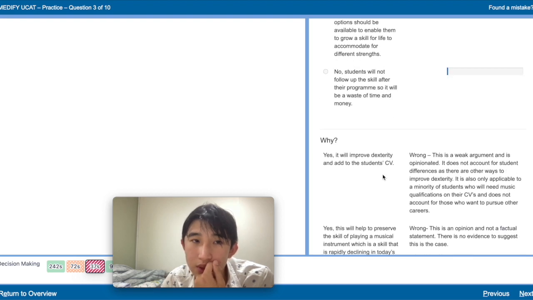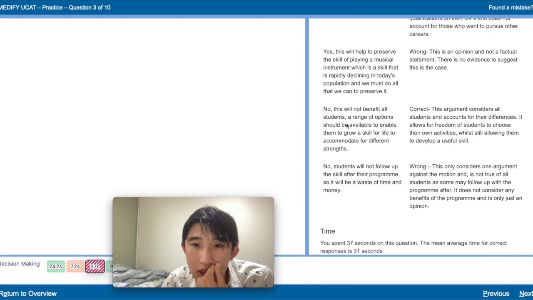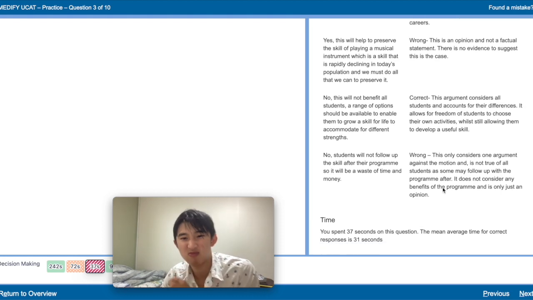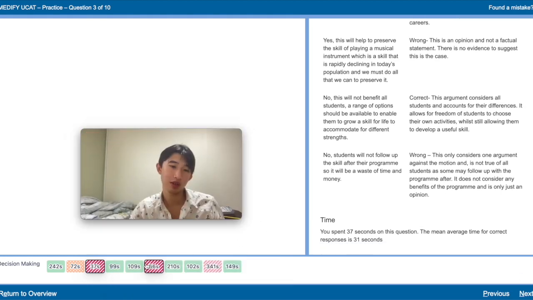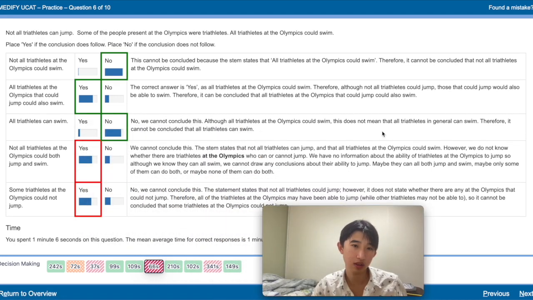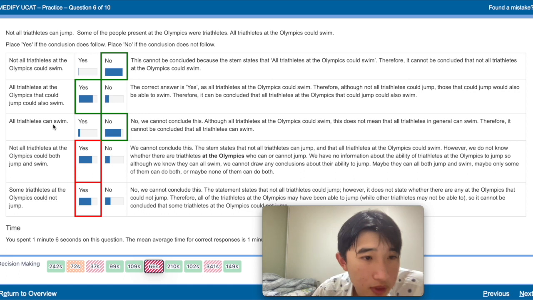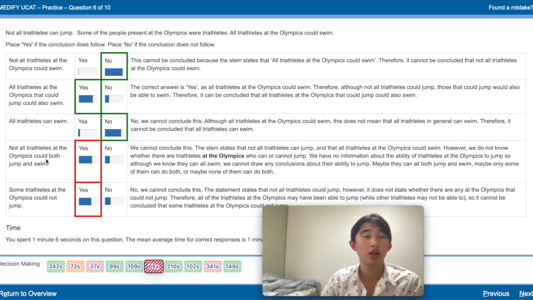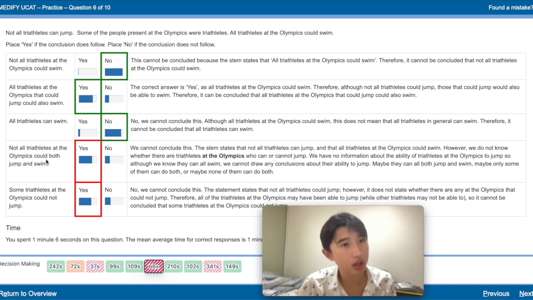Oh, there's no evidence to suggest that. Yeah. I mean, should we all do a good on the skill? It's weird, but oh well. Wrong here. No triathletes at the Olympics could both swim and jump. God, right. So, not all triathletes can jump.